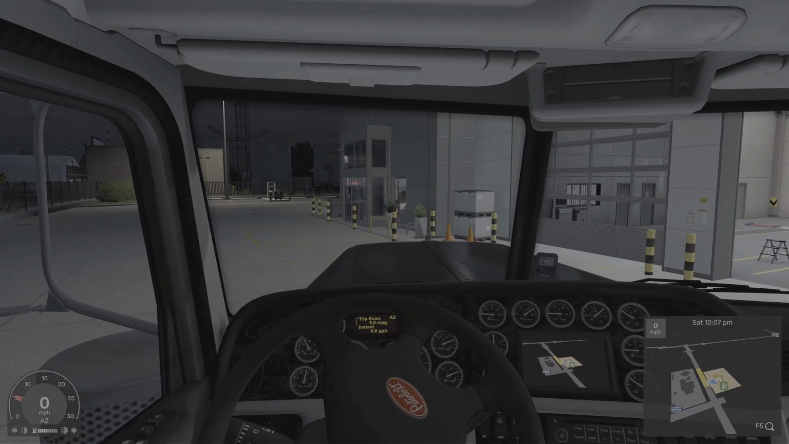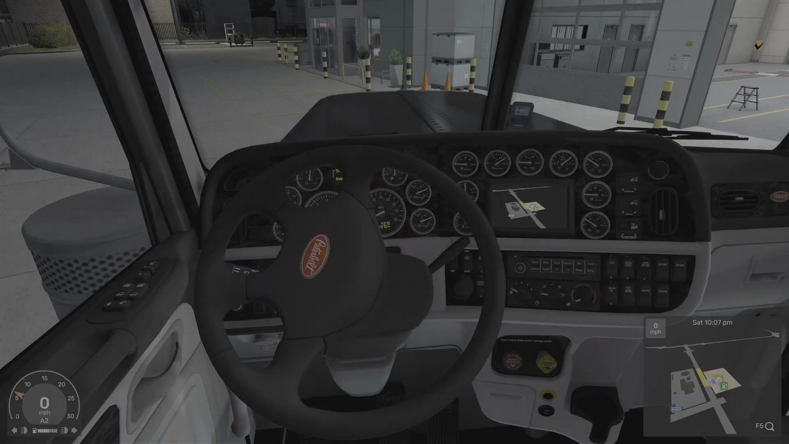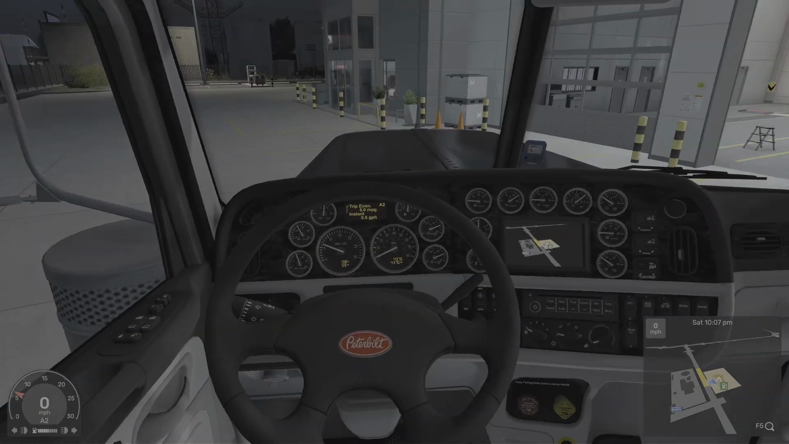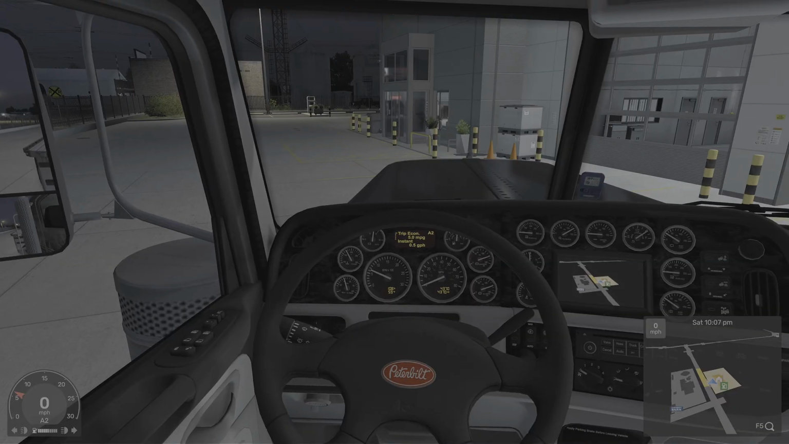Whoa. Maybe I moved it and didn't pay attention. But I moved it around so much I even lost where my wheel was.